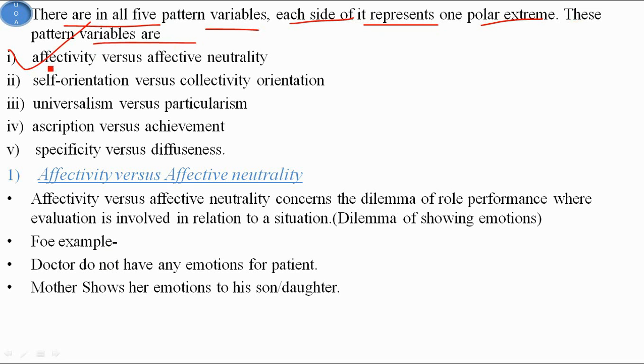And these pattern variables are: the first one is affectivity versus affective neutrality, the second one is self orientation versus collective orientation, the third one is universalism versus particularism, the fourth one is ascription versus achievement, or quality versus performance, and the fifth one is specificity versus diffuseness.